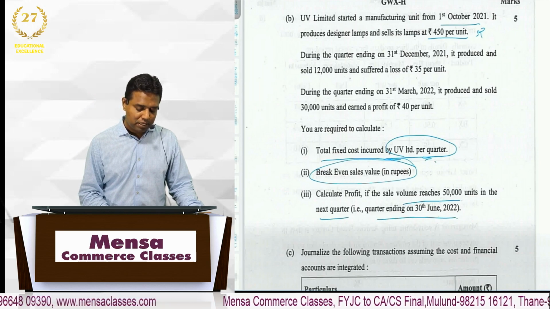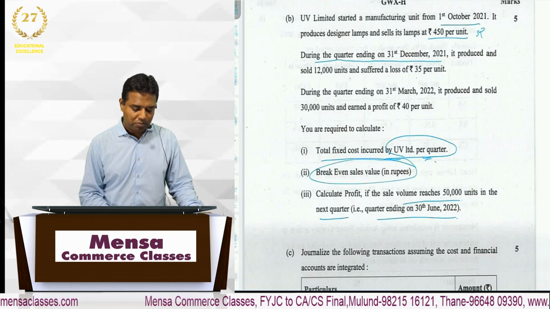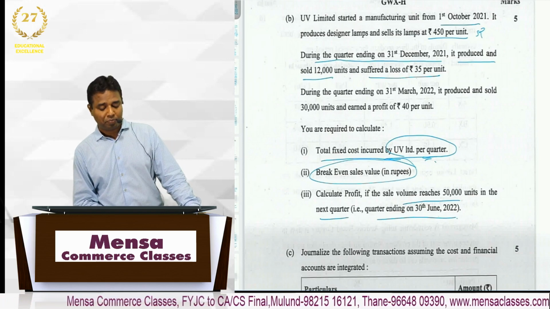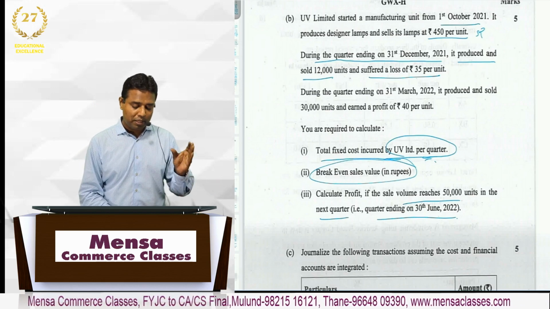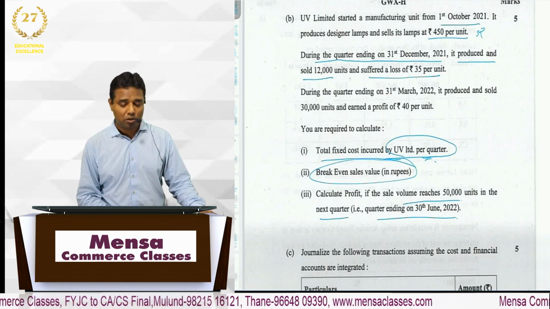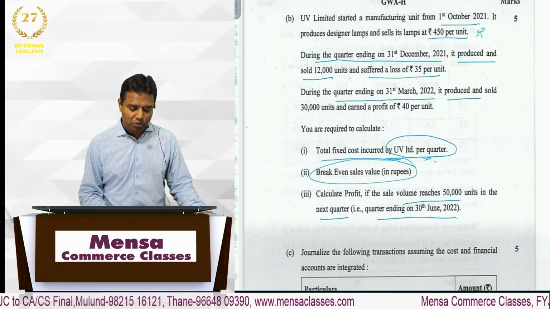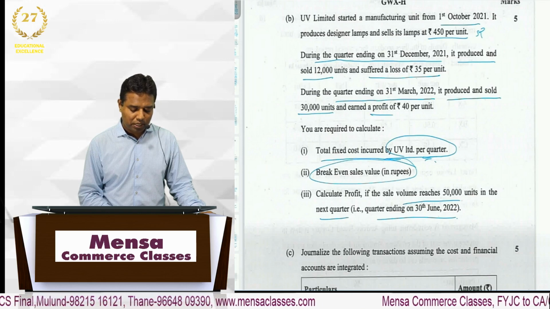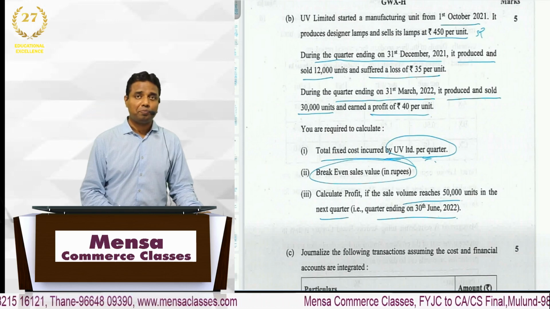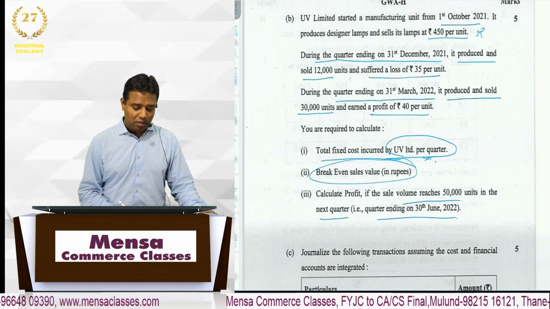Selling price is 450. During the quarter ending 31st December, it produced and sold 12,000 units and suffered a loss of 35 rupees per unit. So in October, November, December, 3 months, they sold 12,000 units and incurred a loss of 35. During the quarter ending 31st March, it produced and sold 30,000 units at a profit of 40 rupees per unit. Correct. Using these two data, you are supposed to find out the fixed cost.